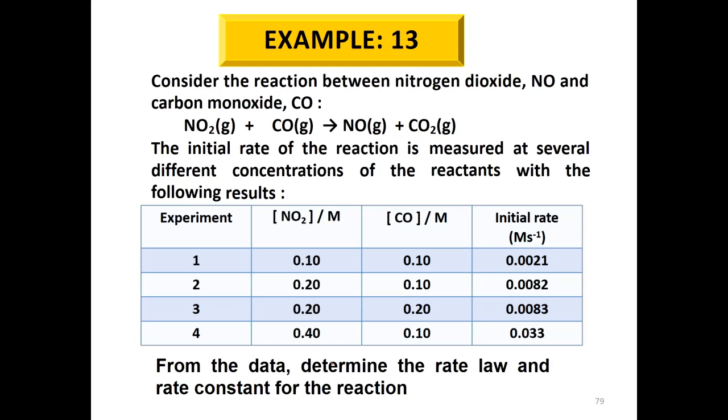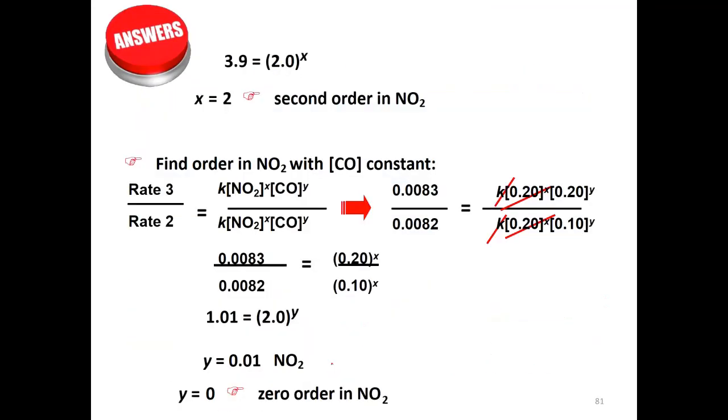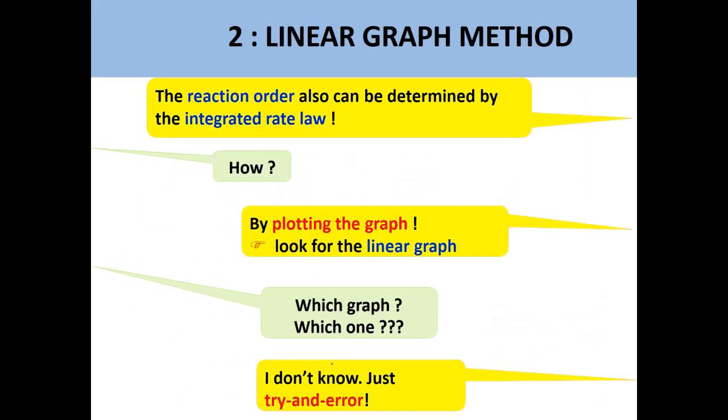Example 30 is the same as example 12. You can read it by yourself. Next, we also can determine the reaction order by using the linear graph method. Reaction order can also be determined by the integrated rate law. So how?